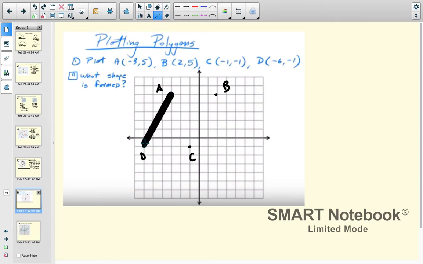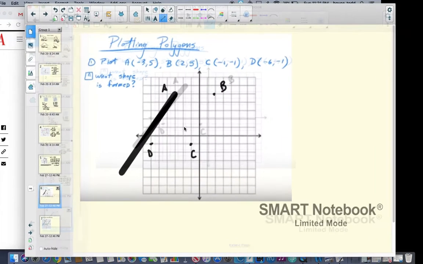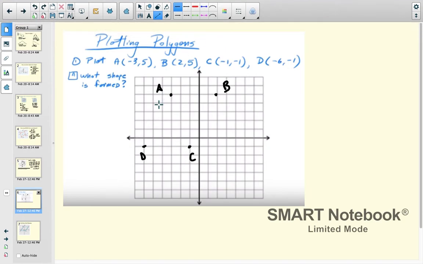Well, that is not how I want to do that. Let's go back one. There we go. Use this tool. All right, so I'm going to connect this. Connect C and D, B, C, and AB.